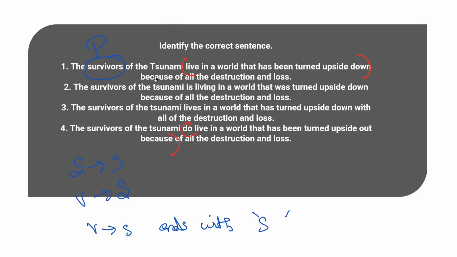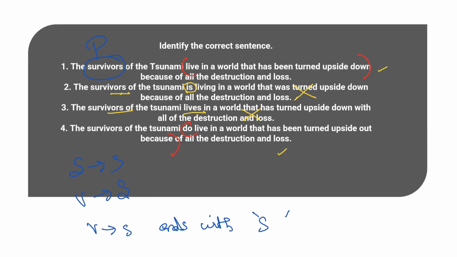Now listen. Looking at option 2, survivors as plural, is living, right? So here it's plural, here it's singular. So rule this out. And survivors as plural, lives. Again, this is ending in s, making it a singular verb. So this is also ruled out. Now we are left with option 1 and 4.